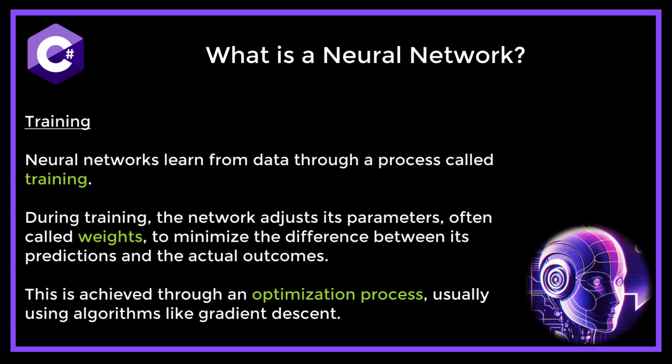Now, let's talk about training. Neural networks learn from data through a process called training. During training, the network adjusts its parameters, often called weights, to minimize the difference between its predictions and the actual outcomes. This is achieved through an optimization process, usually using algorithms like gradient descent.